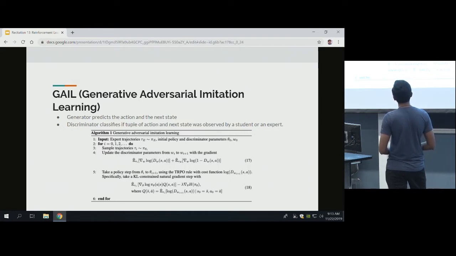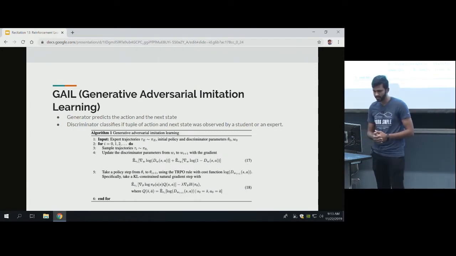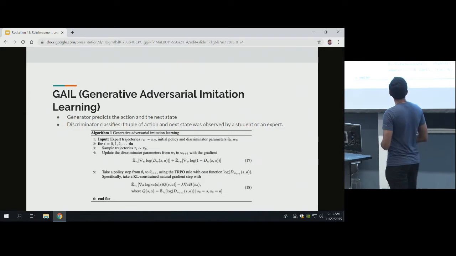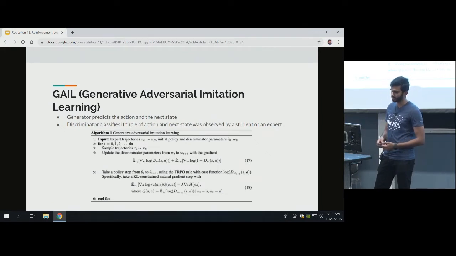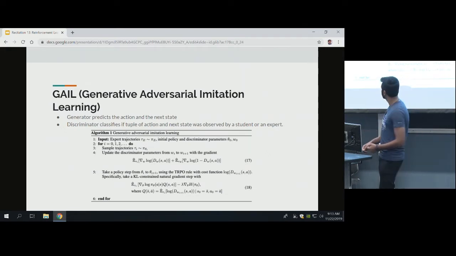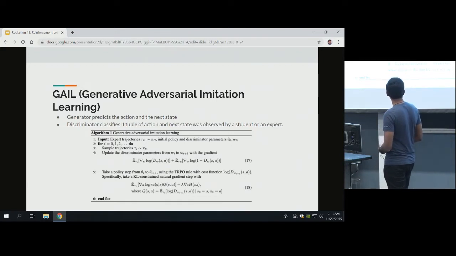you update the weights based on a similar loss function for the discriminator and the generator, a discriminator on the left and the generator on the right. You update the weights based on whether or not the discriminator successfully discriminated between the student and the expert, and whether the generator successfully managed to fool the discriminator. And you learn the Q values through a GAIL constrained natural gradient step.